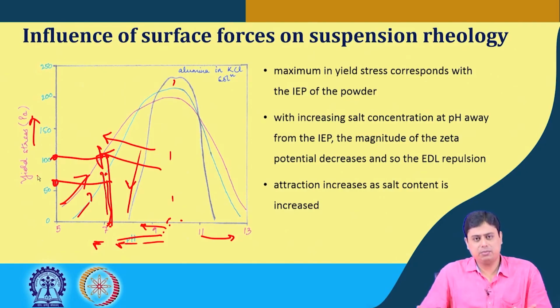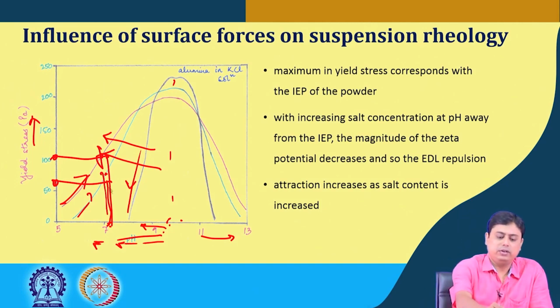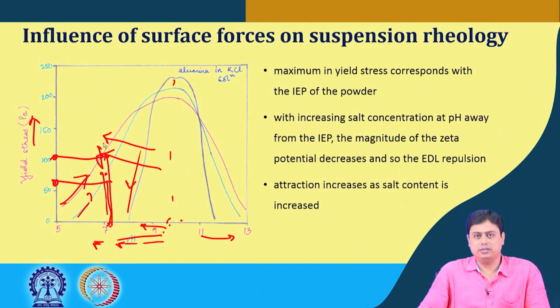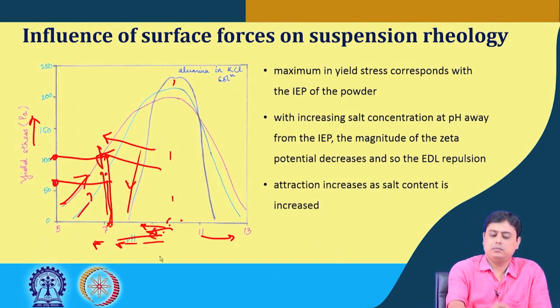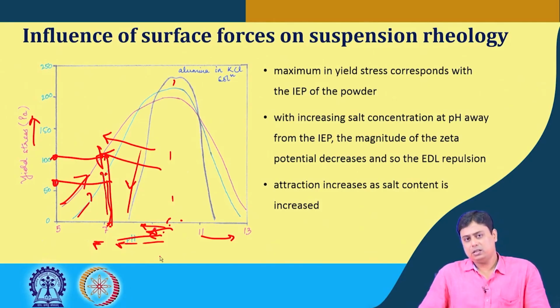So that means the overall interaction between the particles becomes attractive in nature, and as it becomes attractive, it is then difficult to flow, the yield stress increases. But for a given salt concentration, if you go away from IEP, with a change in pH, the zeta potential increases, so does the repulsion, and it becomes more free flowing or more dispersive in nature, and the yield stress decreases.